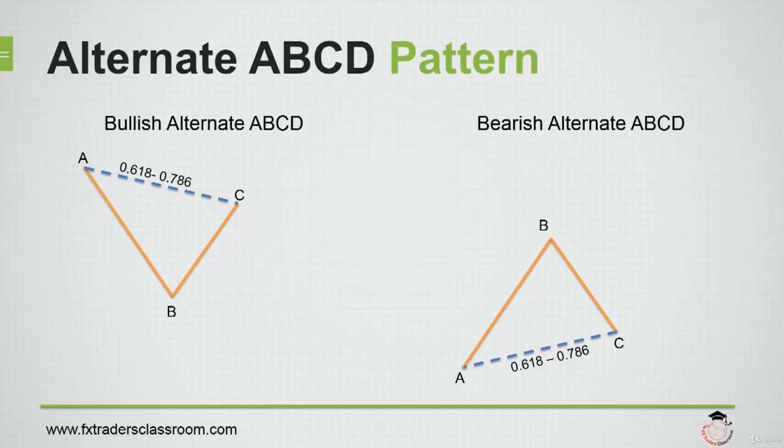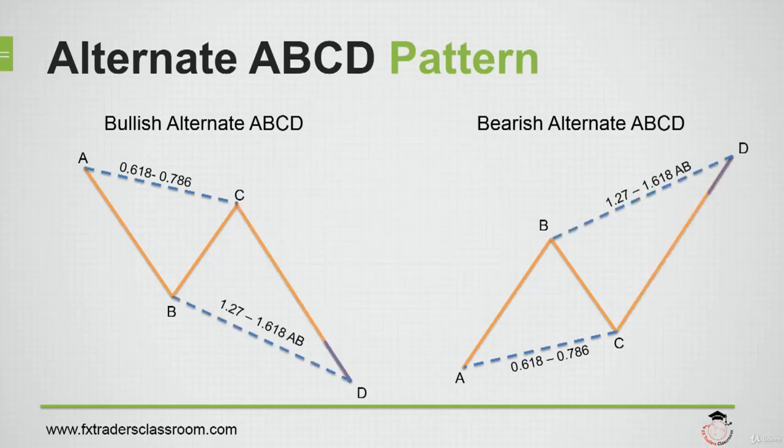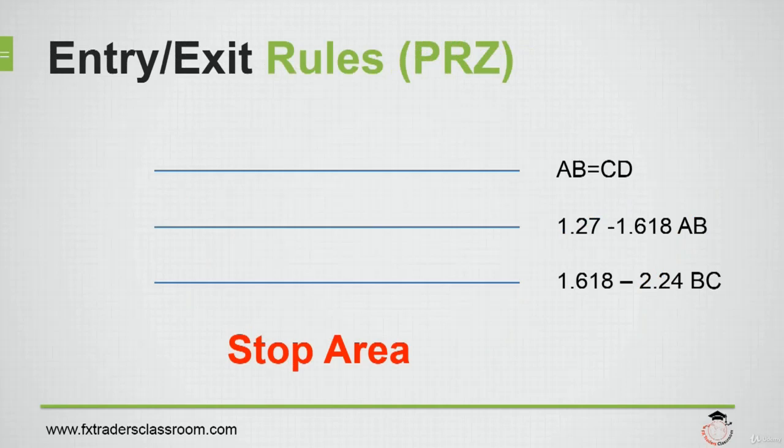Then we are looking for the defining move of the pattern, the CD leg. We're looking for a 127 or 1.618 AB leg. This calculation should converge with a Fibonacci projection, usually a 1.618 or a 2.24 of the BC leg. The difference here between the ABCD and the alternate ABCD is that the ABCD required a 127 or 1.618 BC projection. In this one, we're looking for a 1.618 or 2.24 BC projection and a 127 or a 1.618 AB projection. Now we are ready to look at the PRZ.